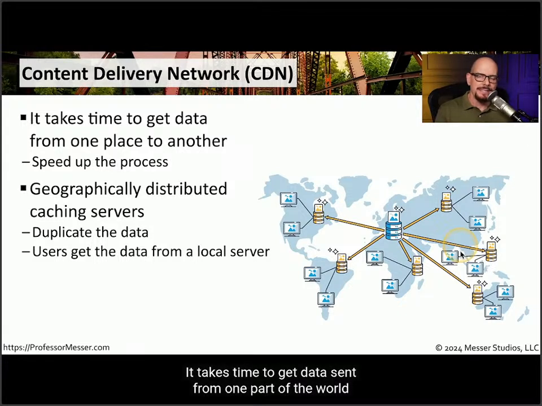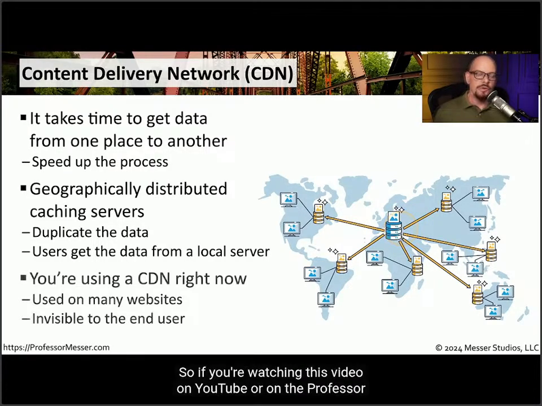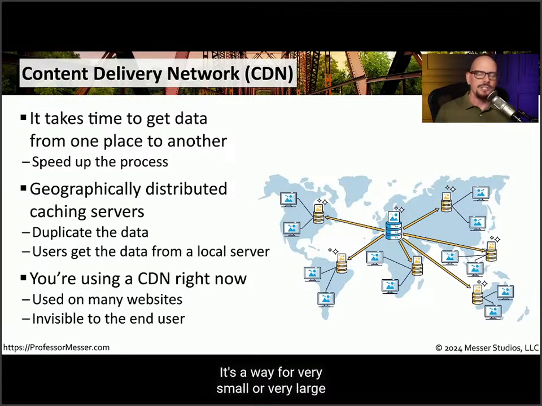It takes time to get data sent from one part of the world to the other. So if you can have all of your North America users access the North American CDN, it's much faster than having them all go out to a centralized server that might be located in Europe. So if you're watching this video on YouTube or on the Professor Messer website, you're using a CDN right now. It's a way for very small or very large sites to be able to distribute their data to users all over the world and make sure that that data is as accessible and efficient as possible.